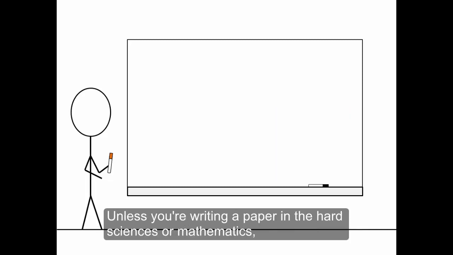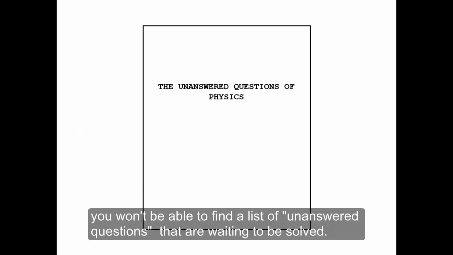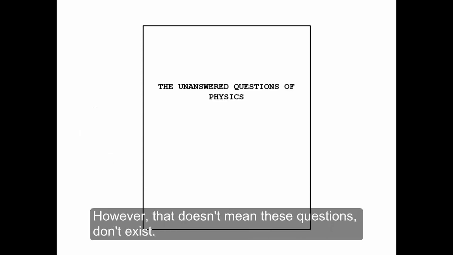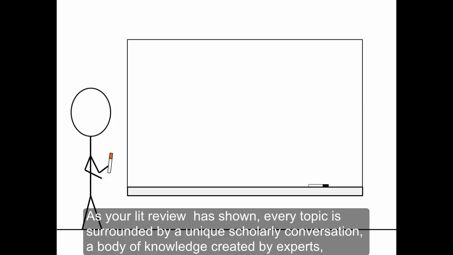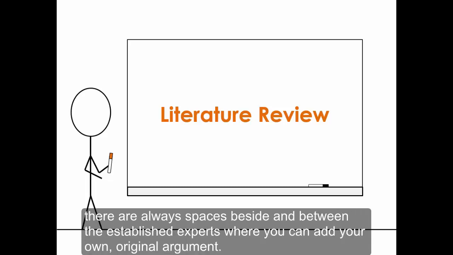Unless you're writing a paper in the hard sciences or mathematics, you won't be able to find a list of unanswered questions that are waiting to be solved. However, that doesn't mean these questions don't exist. As your lit review has shown, every topic is surrounded by a unique scholarly conversation, a body of knowledge created by experts. But while this scholarly conversation can be large, it's not infinite. There are always spaces beside and between the established experts where you can add your own original argument.